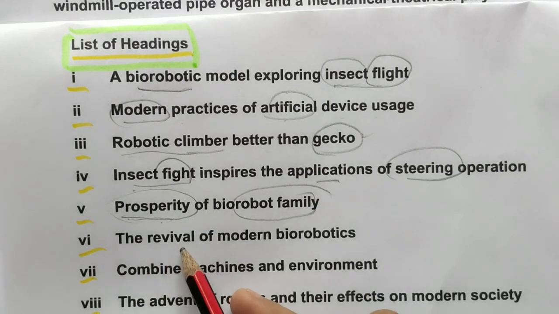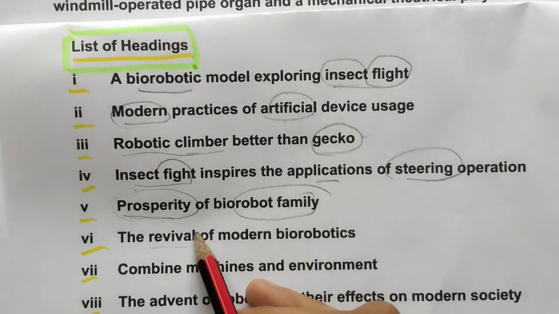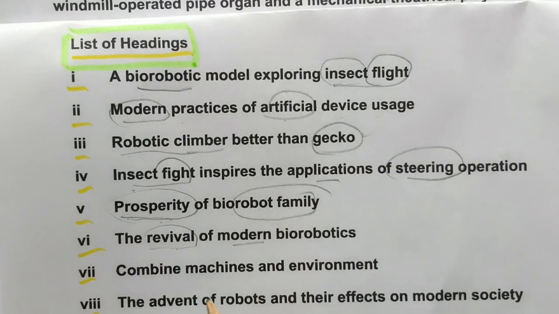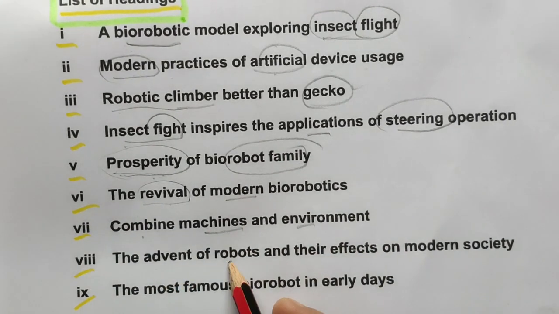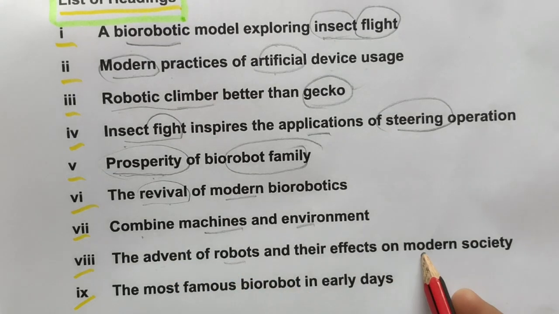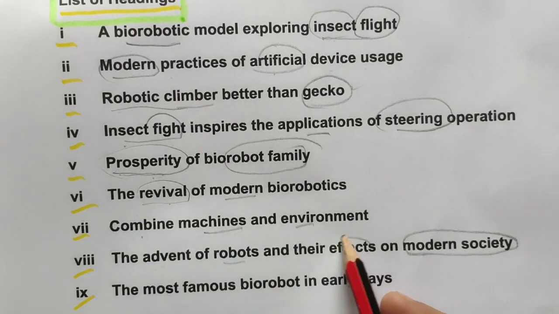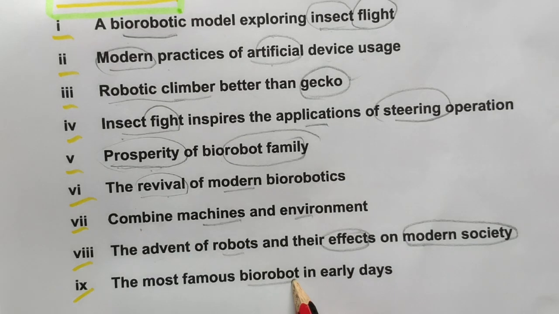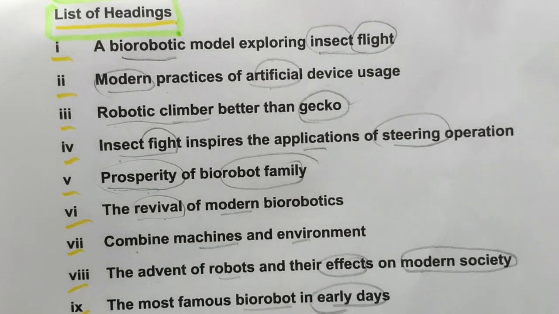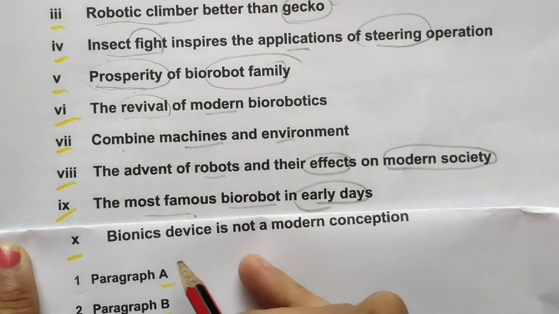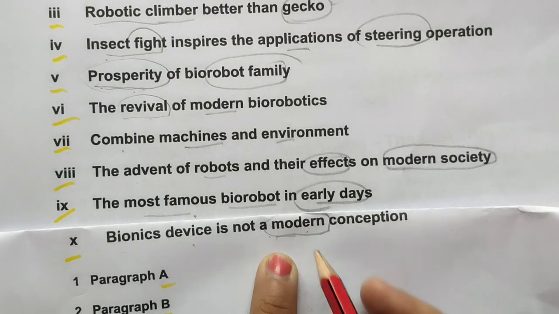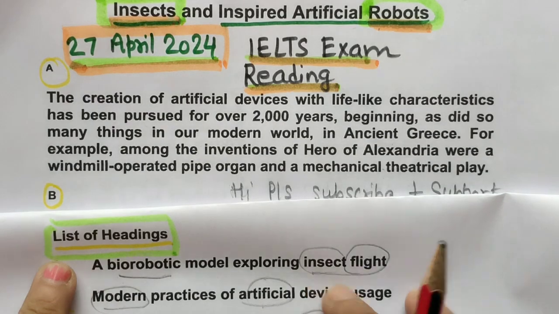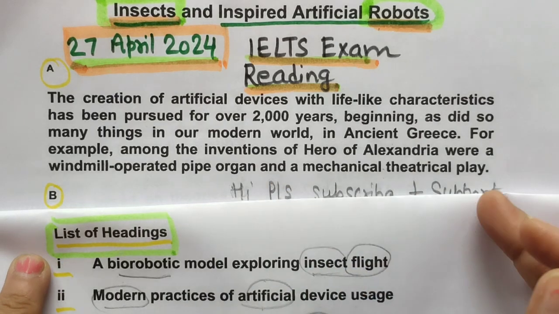The revival of modern biorobotics. Combine machines and environment. The advent of robots and their effects on modern society. The most famous biorobot in early days. So next one, this is the 10th one: bionics device is not a modern concept, means it is an old concept. Now you can read the first paragraph and then I will show you all the options.